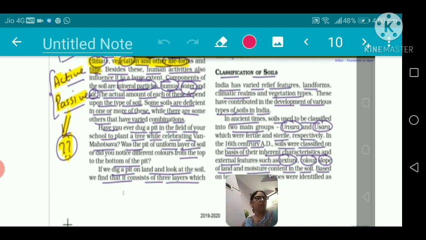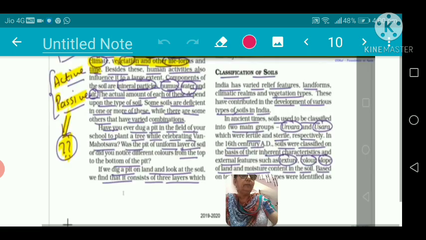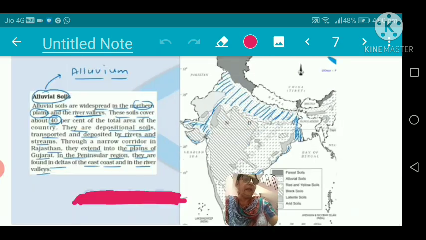So these soils were classified on the basis of characteristics that I told you: color, size, slope, and moisture content. And we have identified these soils as fertile, alluvial, red and yellow, and black soil.